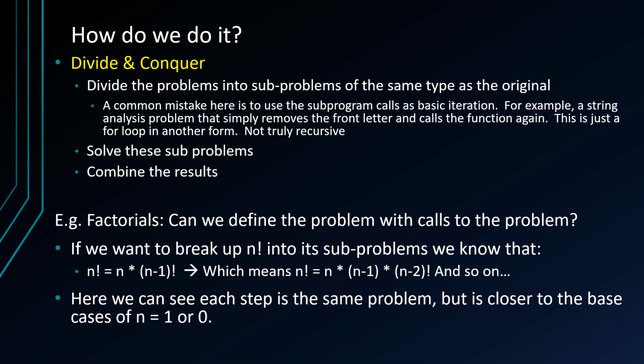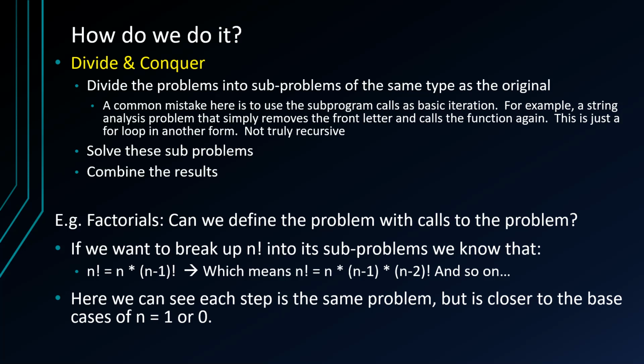So for example, a string analysis problem that simply removes the front letter and then calls the function again is just a loop. This is just a for loop in another form. It's not really recursive because we're not reducing it down to the same problem. We're just iterating in that case. You're just saying, look at the first letter. Okay, now look at this next letter. Now look at the next letter. That's not a recursive solution. That's an iterative solution. It just happens to look like a recursive solution. So solve each subproblem. When you're done, combine the results back up.